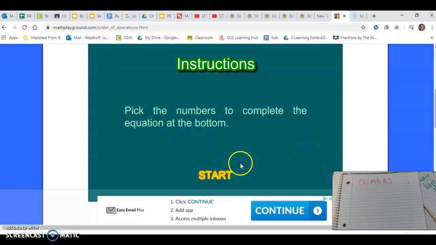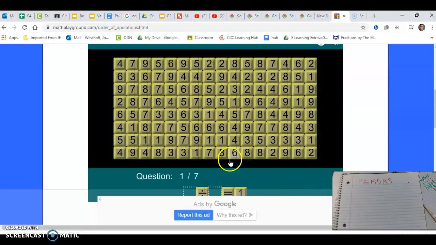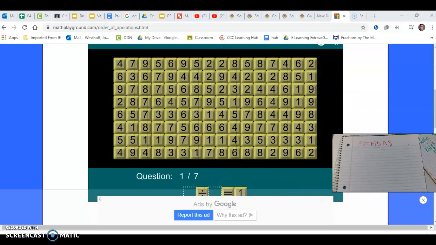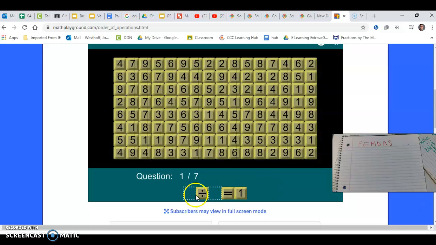And I'm going to click start. Pick the numbers to complete the equation at the bottom. We're just going to do a couple together. Okay. So it says something divided by something equals 1. And you can really choose whatever you want. I'm going to choose 3 divided by 3 because I know 1 times 3 is 3. Submit. I'm correct. Alright. Something times something take away something is 6.